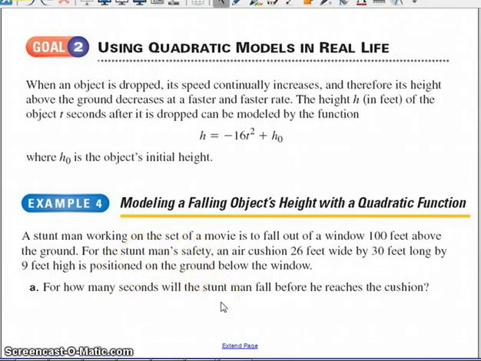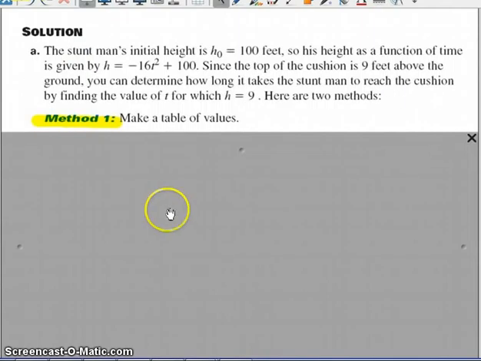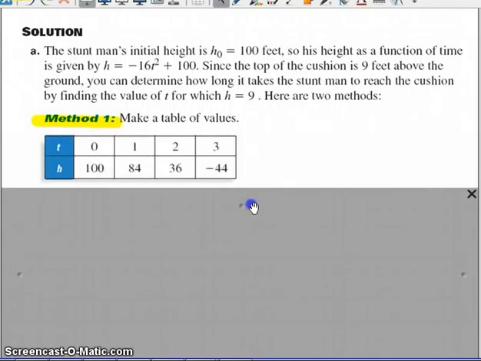Now, as the textbook suggests, first of all, you could solve this by making a table. You would simply put in different values for t, and you would see how far it had fallen. So, for example, if you put 0 into this equation, 0 squared is 0, so that's nothing here. And so you're going to have plus 100, or in other words, the original height, which is 100 feet. After 1 second, 1 squared is 1. Negative 16 times 1 is negative 16. Negative 16 added to 100 is 84.